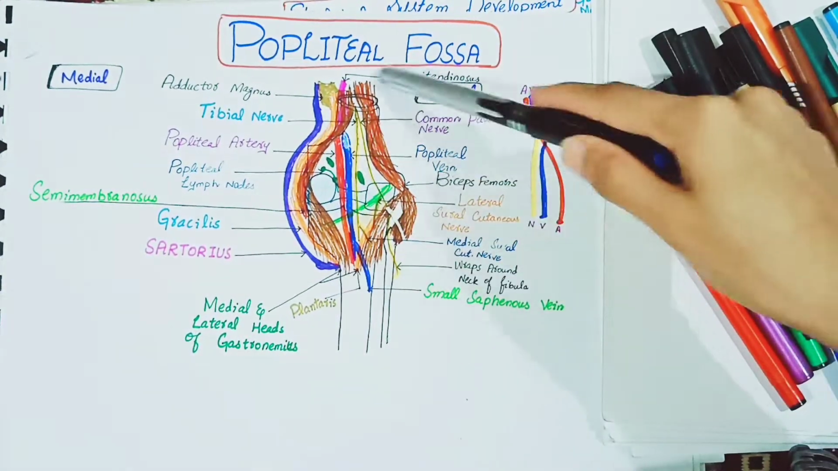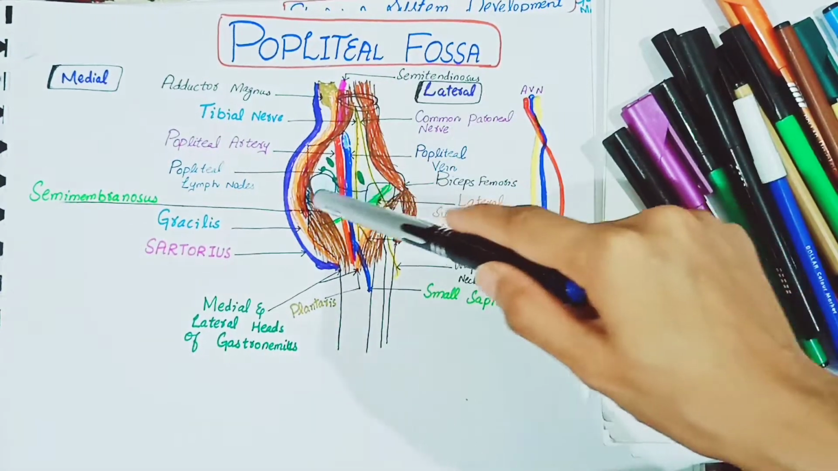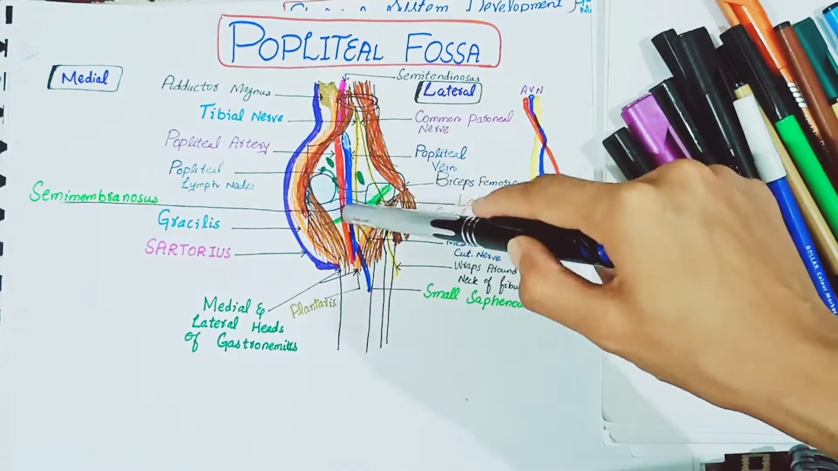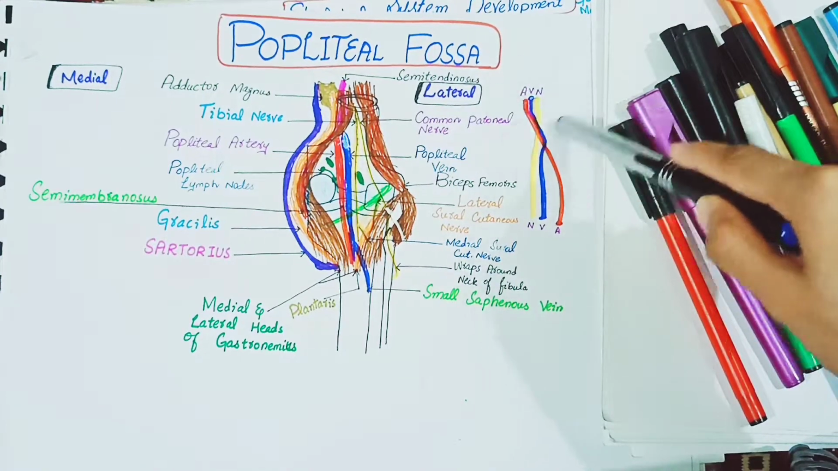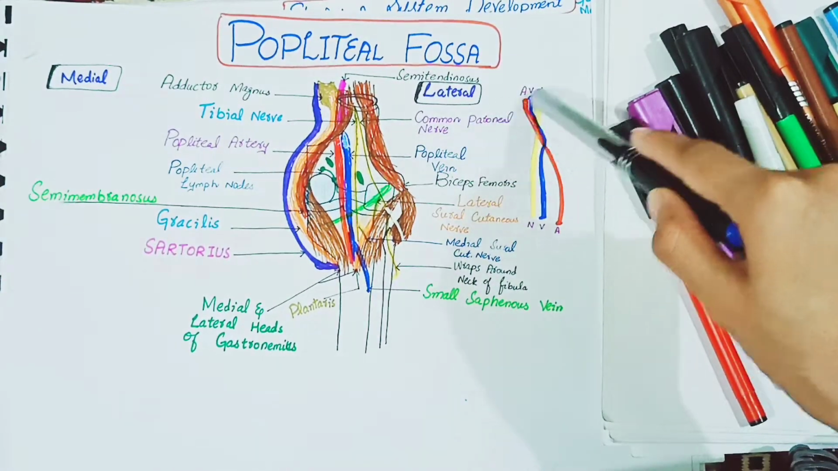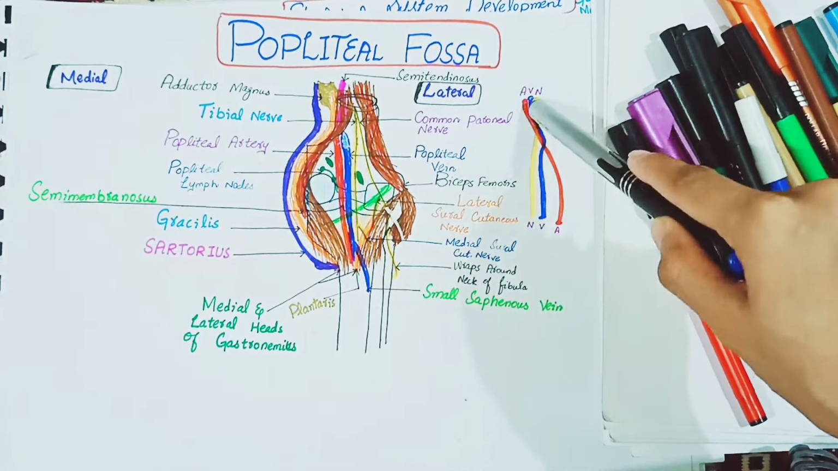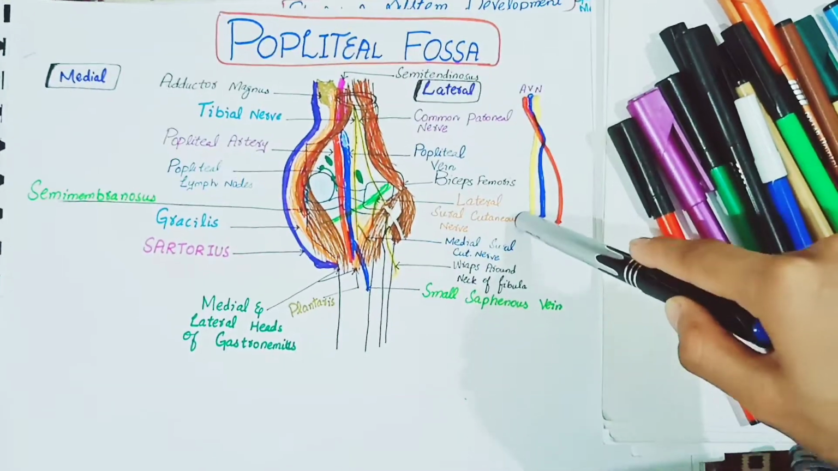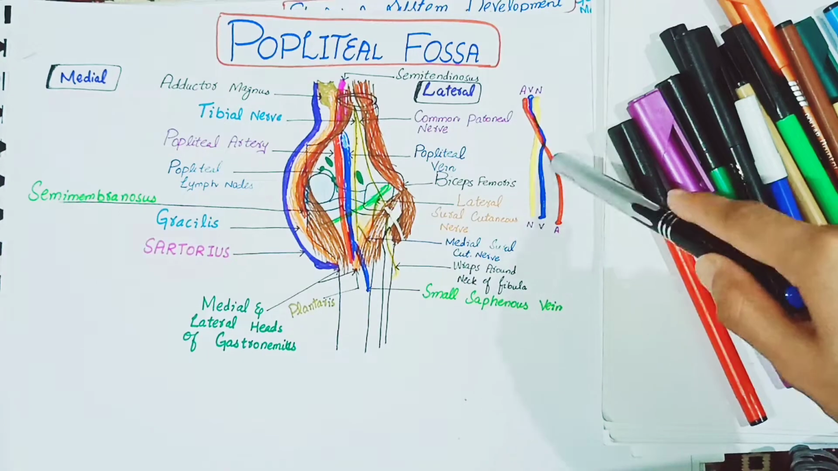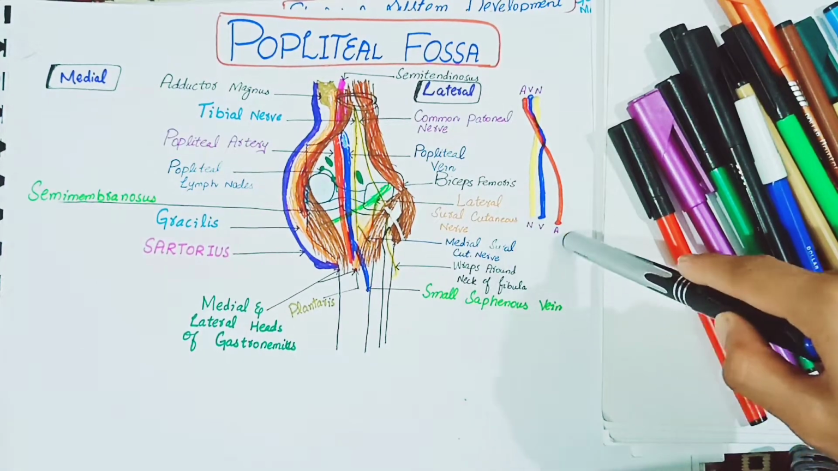In this diagram, the relative positions of these three structures, artery, vein, and nerve, are not so accurate, while in this one we have shown that in the upper part of the popliteal fossa, from medial to lateral side, there lie the artery, vein, and nerve, and then in the lower part and middle part there lie the nerve, vein, and artery from medial to lateral sides.